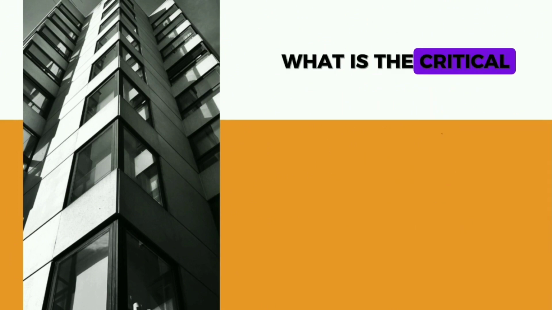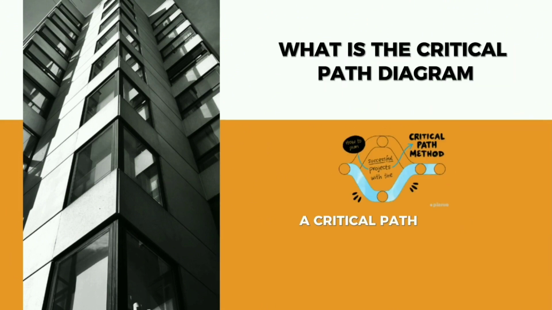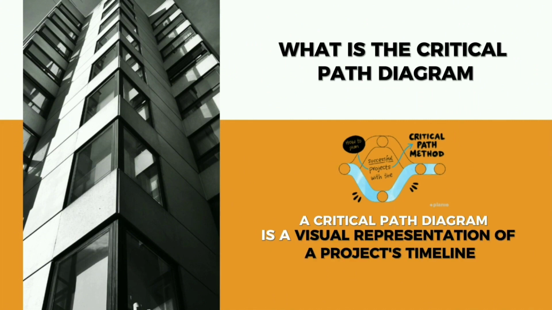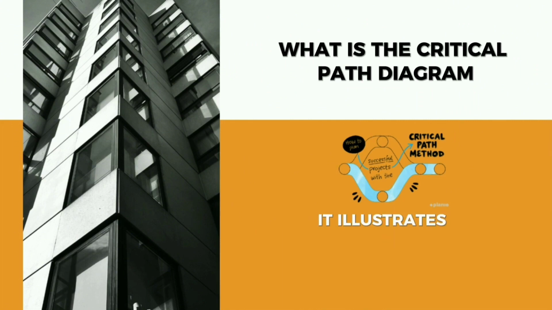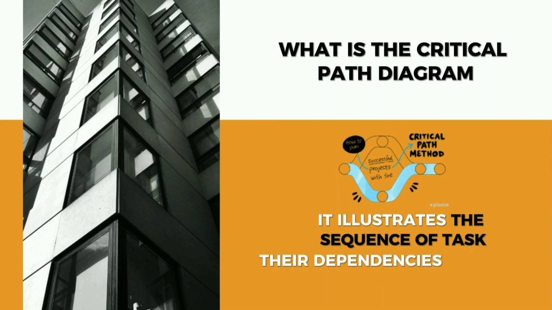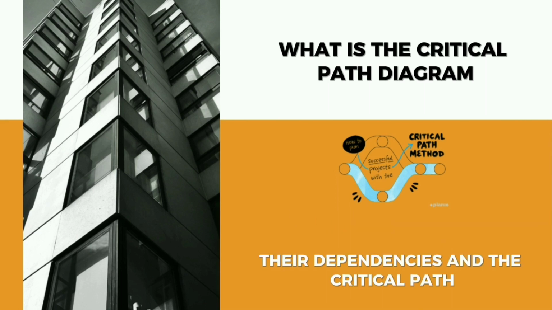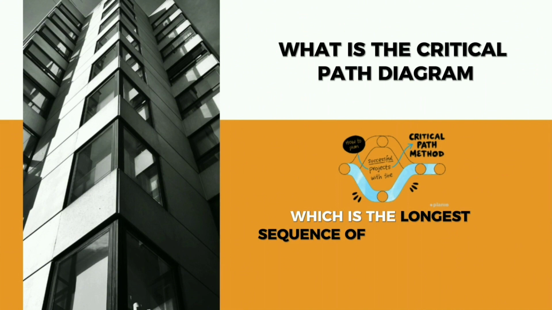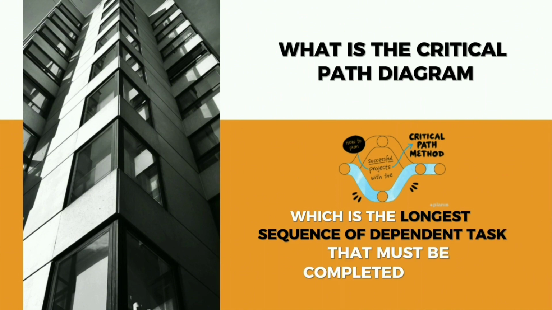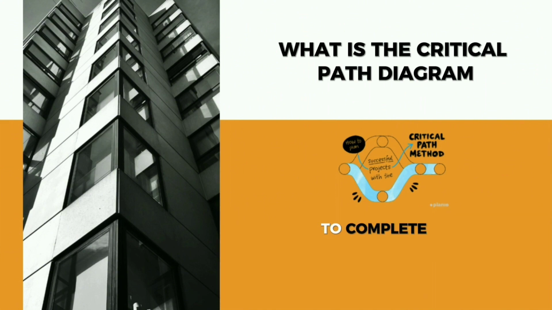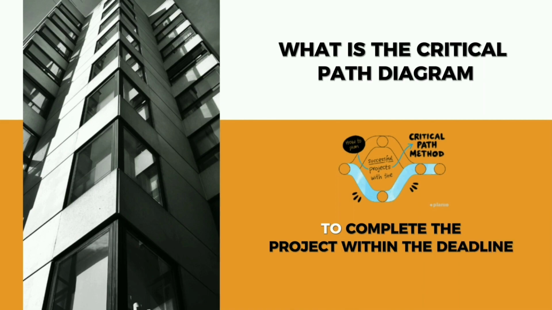What is a critical path diagram? A critical path diagram is a visual representation of a project's timeline. It illustrates the sequence of tasks, their dependencies, and the critical path, which is the longest sequence of dependent tasks that must be completed on time to complete the project within the deadline.